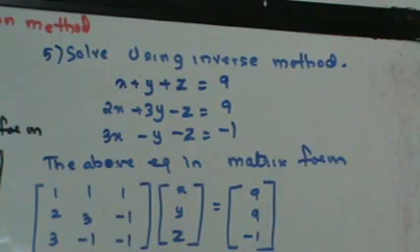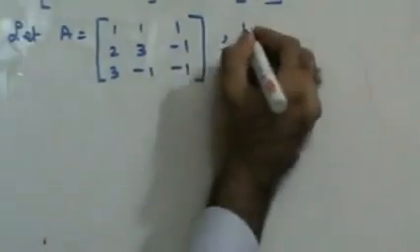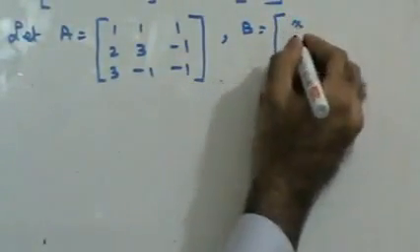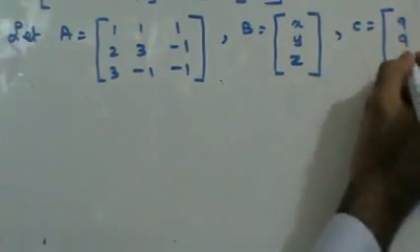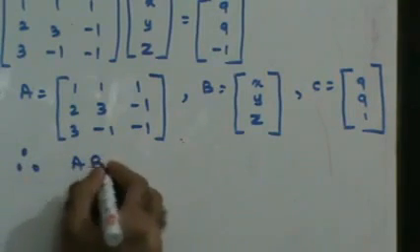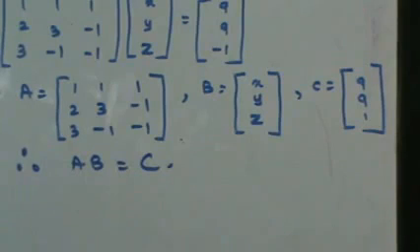Right? Now once you have this, let us assume, when they say inverse form, that the first matrix is A. So A is 1, 1, 1, 2, 3, minus 1, 3, minus 1, minus 1. Let us assume B is x, y, z. And let us assume that C is 9, 9, minus 1. Right? So the three values that you have to first assume them to be A, B and C. In that case, I can therefore say that the above equation is in the form A into B is equal to C. Okay?